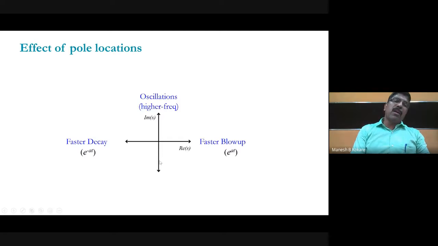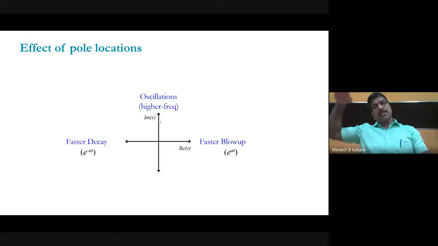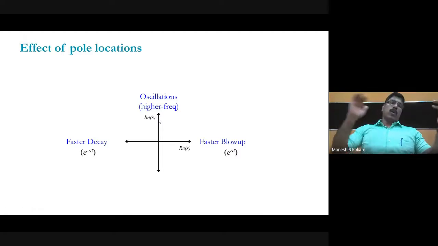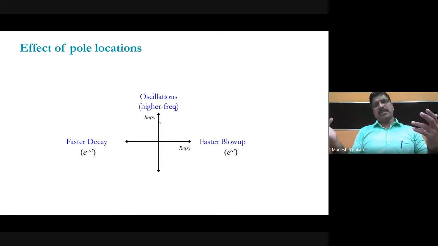And here, if poles are on the imaginary axis of the S-plane, then there will be oscillations. Neither will it reach zero nor infinity. So we can say neither that the system is stable nor that it is unstable. It is in between stable and unstable, which is called marginally stable or limitedly stable. So this is the effect of poles.